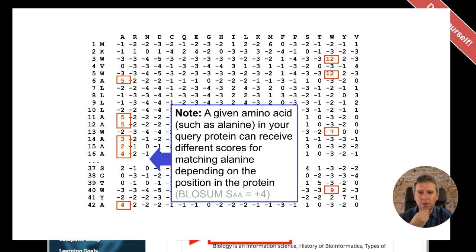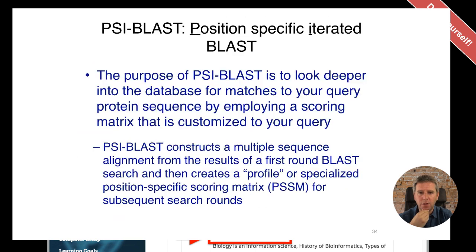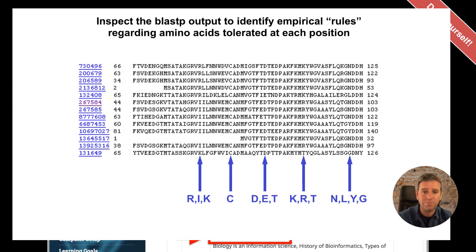So what PSI-BLAST is doing, let's go back here for one second, is the purpose of PSI-BLAST is to look deeper into the databases for matches to your query protein by employing a scoring matrix that's customized to your query. It's not this BLOSUM62 matrix, and it's not just a value of +2, -1, -2. It's a scoring scheme that's going to be a lot more sensitive to allow us to find more distant relationships, this profile, this PSSM. And it does this by finding the results of a regular BLAST search and then building rules to identify amino acids from those.